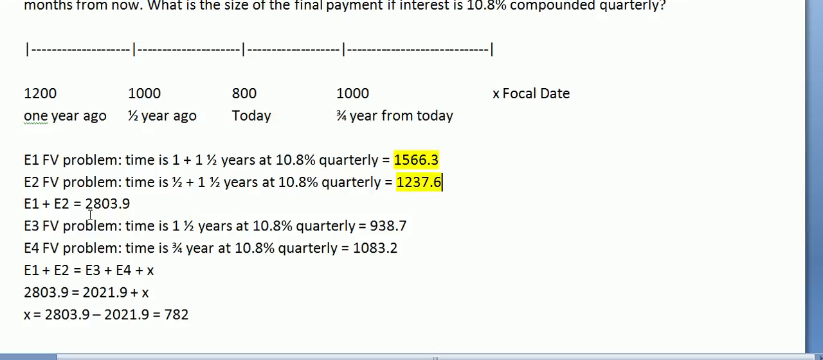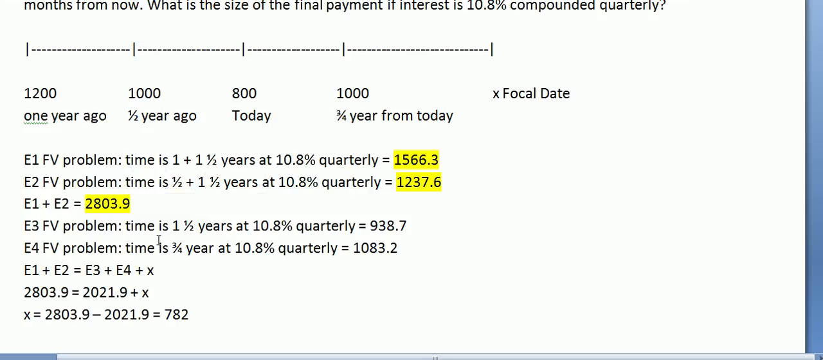So we can add those two together. So at the focal date, your two debts are worth a total of 2803.9. They're going to be repaid by a total of 3 payments. One $800 today, one in 3/4 of a year from today, and finally one on the focal date. So now we're looking at the repayments. That's the other side of the problem.